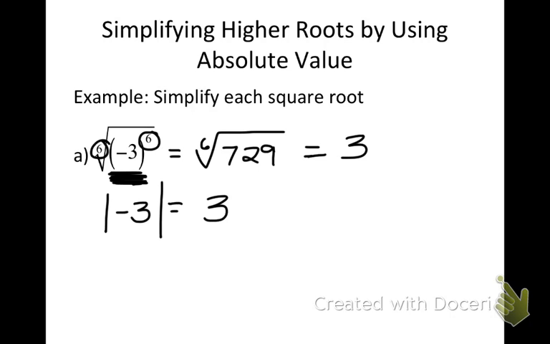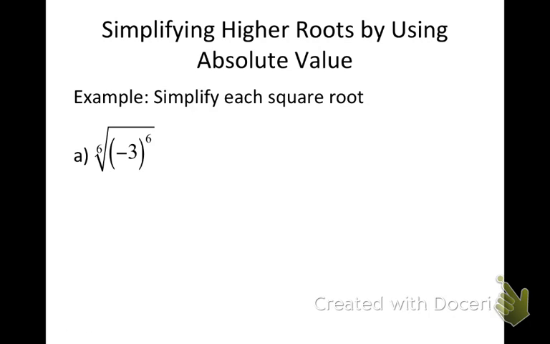Okay? All right, so let's look at another one. If I had the 5th root of -4 to the 5th, again, my index and this exponent are the same, so they would cancel each other out, but since it's an odd index, it's just going to be whatever is underneath, which would be a -4.